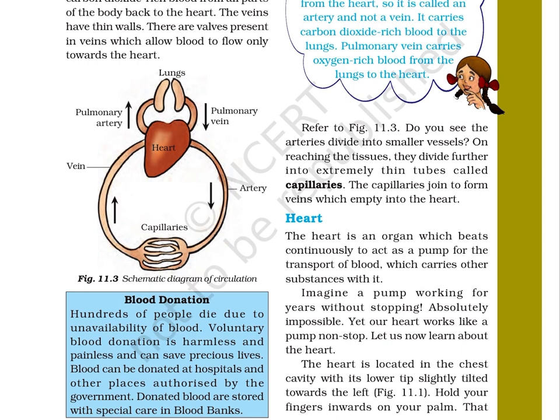In this figure, at the top we can observe the lungs. On the left side of the lungs, there is the pulmonary artery. Next to it is an arrow pointing in the north direction. On the right side is the pulmonary vein. Next to it is an arrow pointing in the south direction. This artery and vein connect to the heart.